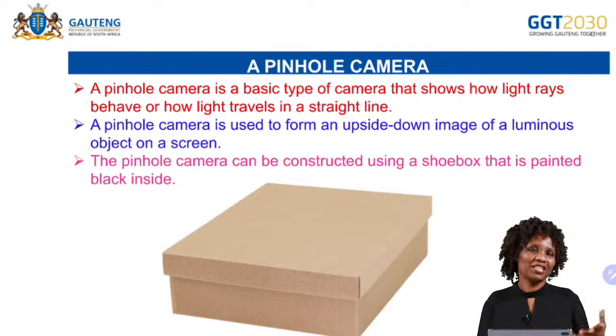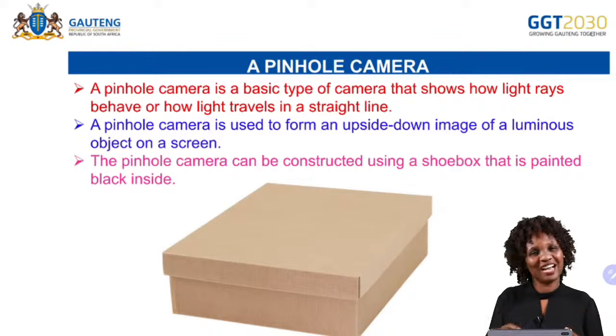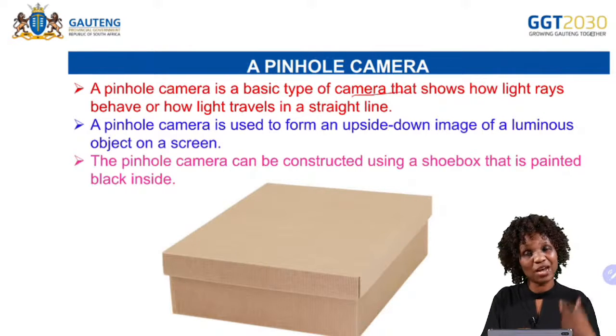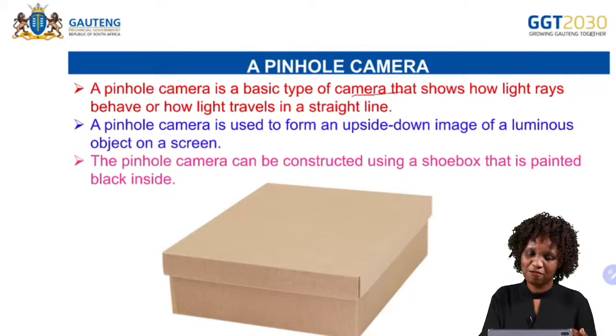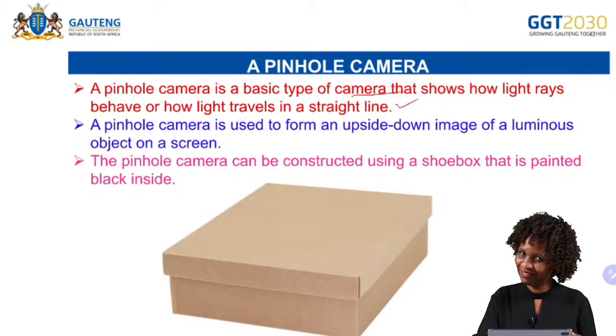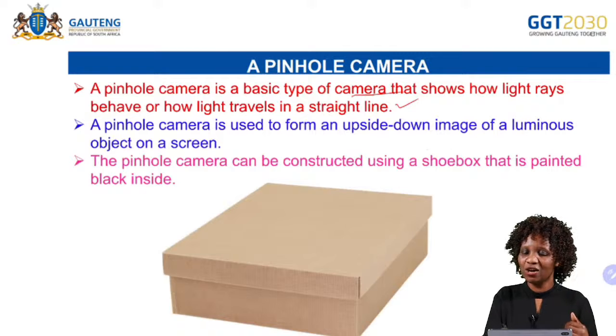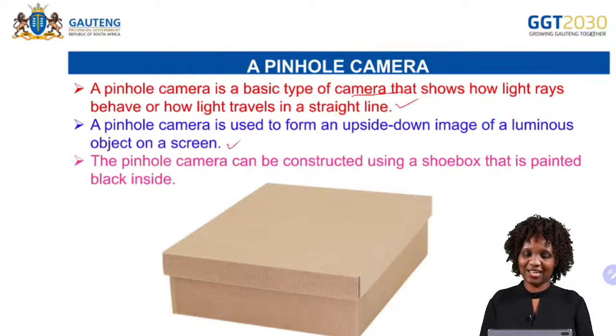And then we've got a pinhole camera. A pinhole camera is a basic type of camera that shows how light rays behave or how light travels in a straight line. Okay. A pinhole camera is used to form a what? An upside down image of a luminous object on a screen. Okay. The pinhole camera can be constructed using a shoebox that is painted black inside.